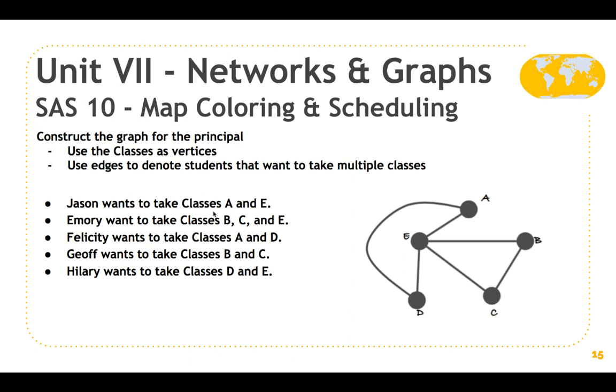So A and E, Jason wants to take classes A and E. So this edge right here represents Jason's desire to take both of those classes, A and E. Emery wants to take classes B, C, and E. So B has a connection to C, and B has a connection to E. So these 2 edges represent what Emery wants to take, and so on. Felicity wants to take A and D. This curved edge is for Felicity.